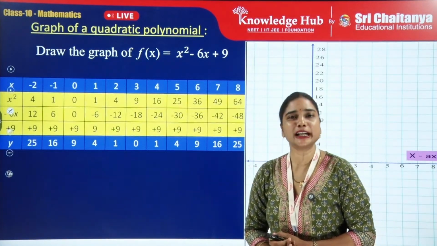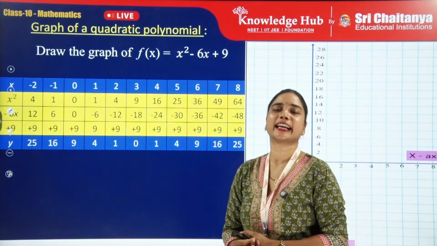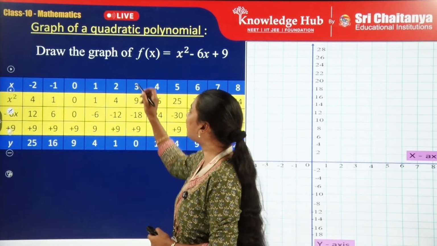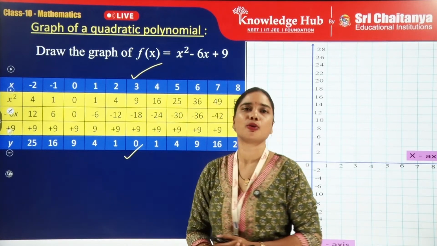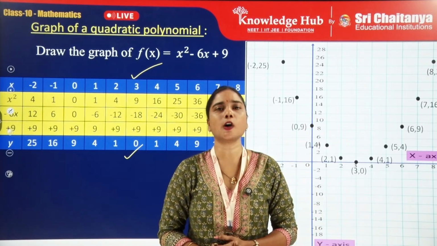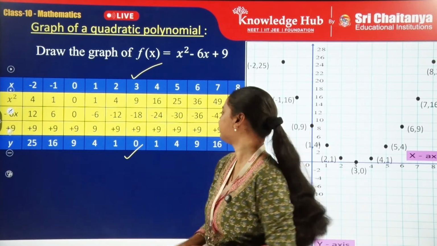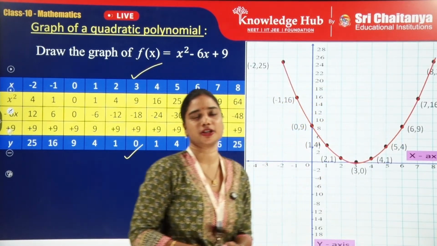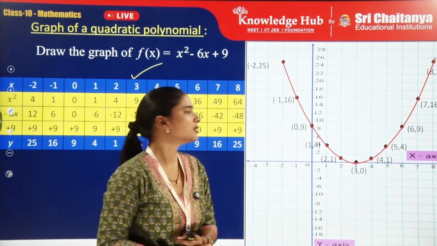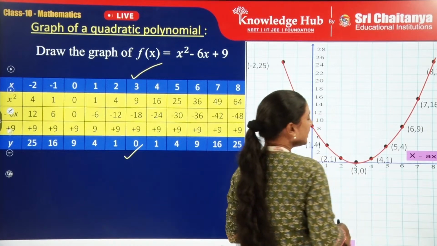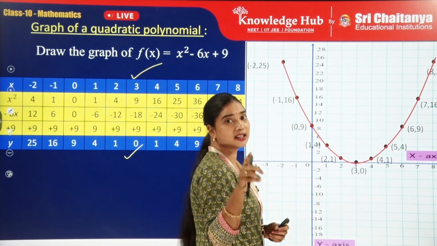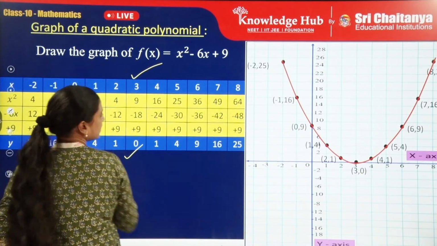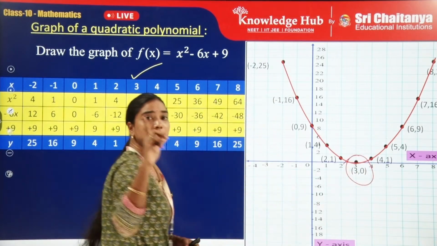Now, after completing the table, we have to draw the graph of the given quadratic polynomial. And we have to draw the graph for x coordinates and y coordinates. Now, mark all the points on the graph sheet. So, now join all these points on the graph sheet. So, from this, what do you observe? If you observe, the parabola is not crossing the x-axis, it simply touches the x-axis at one point. So, it is touching the x-axis at only one point.